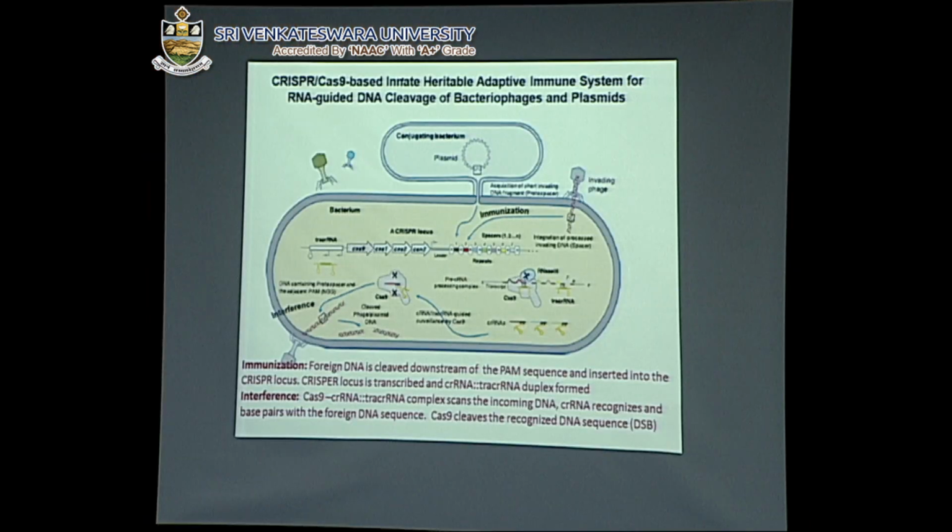One is called immunization, wherein the incoming bacteriophage DNA will be processed at a site which is called the PAM site, and this particular DNA sequence will be embedded into the bacterial genome as a spacer. And then you have repeat sequences next to the spacer. When this particular transcription unit is transcribed, you will first get what is called the precursor CRISPR RNA, which will be processed into CRISPR RNA.